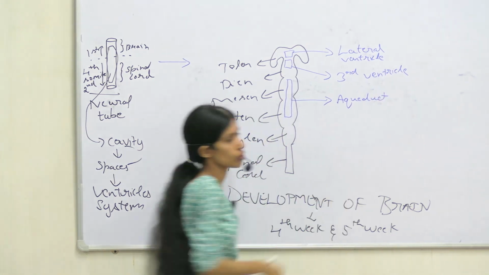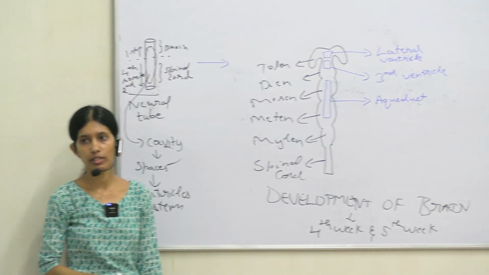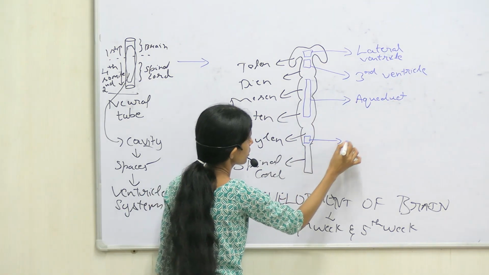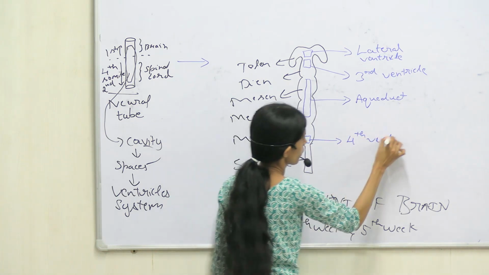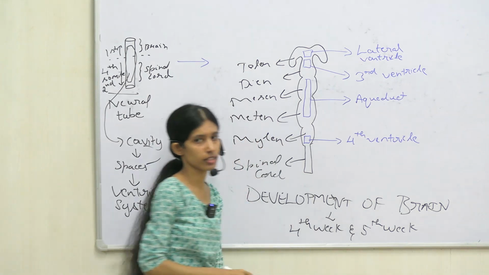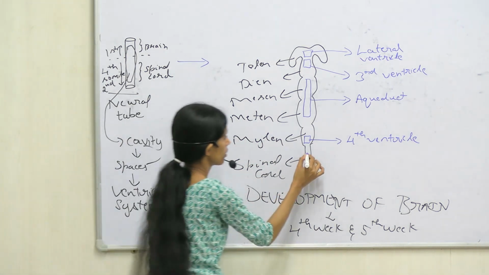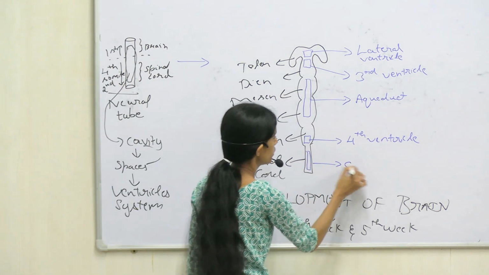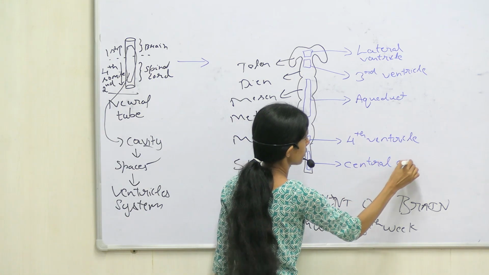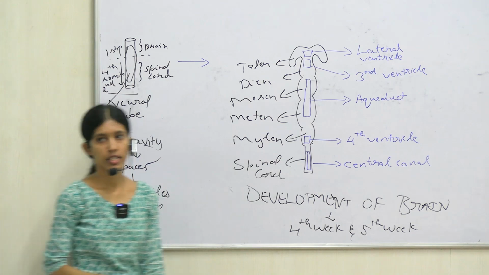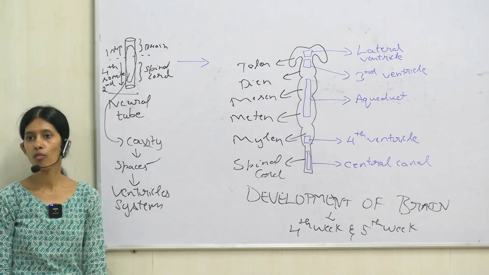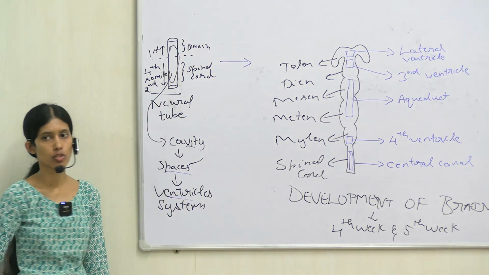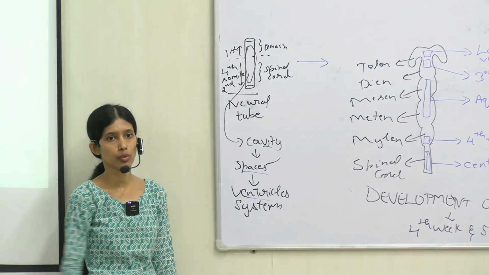In few textbooks, it is also mentioned as cerebral aqueduct. And this area is called as fourth ventricle. And the last, in your spinal cord, whatever the space present is called as central canal. These are the structures we can see in the ventricular system of the brain. Ventricles are nothing but the space or cavity present in your neural tube part.